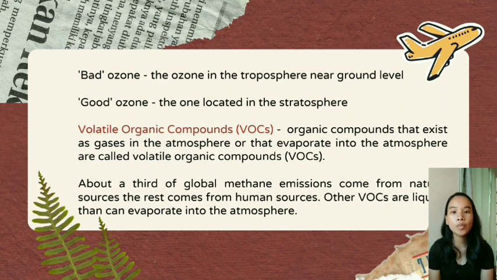About a third of global methane emissions come from natural sources, mostly plants, wetlands, and termites. And the rest comes from human sources, primarily rice paddies, oil and natural gas wells, and cows, mostly from their belching. Other VOCs are liquids that can evaporate into the atmosphere.